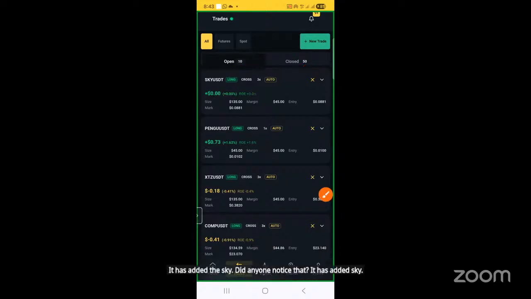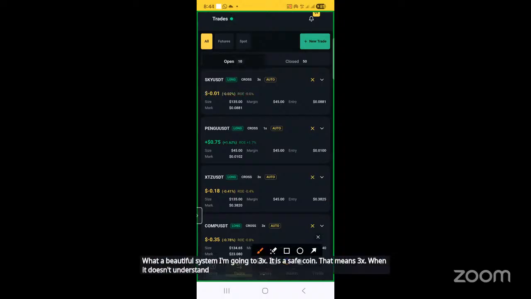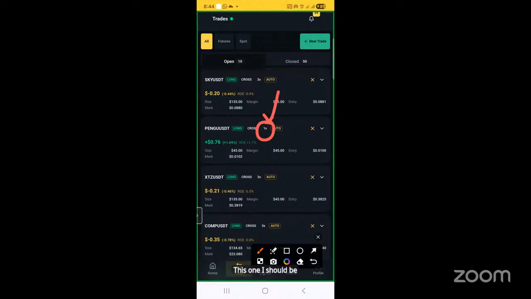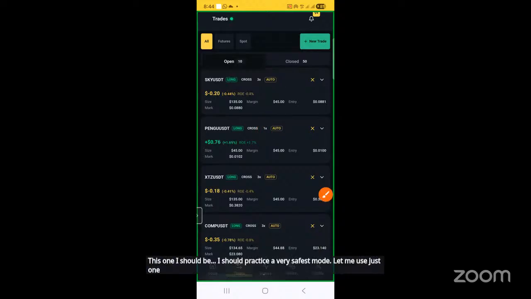A beautiful system. 3x. I said Sky, no Sky, I'm going to 3x. It is a safe coin. Let me use 3x. When it doesn't understand something, this one I should practice the very safest mode. Let me use just 1x. It is okay. Hey, who has seen that?